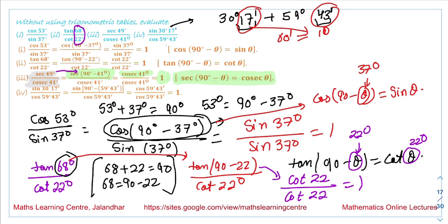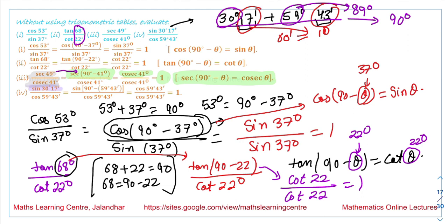When we add the 30 degrees and 59 degrees, the answer is 89 degrees. So the sum of both these values comes out to be 90 degrees. It means both these angles are complementary angles, that is, their sum is 90 degrees.